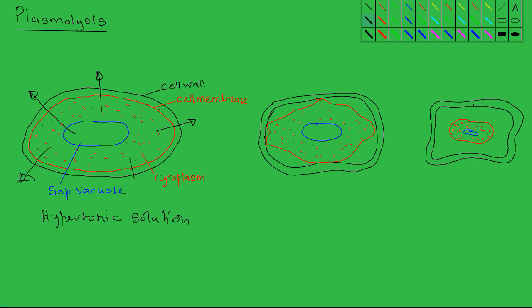And as this goes on, the cytoplasm together with the sap vacuole will reduce in volume. If the loss of water continues, the cytoplasm and the sap vacuole will continue reducing in volume to the point that the cell membrane becomes detached from the cell wall.